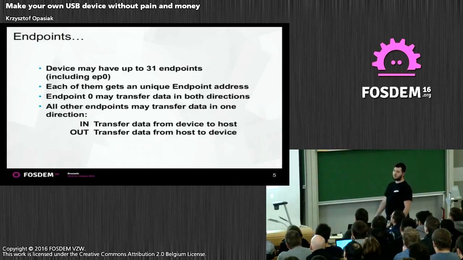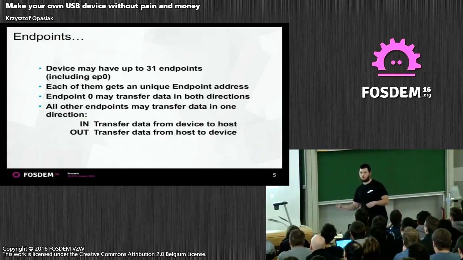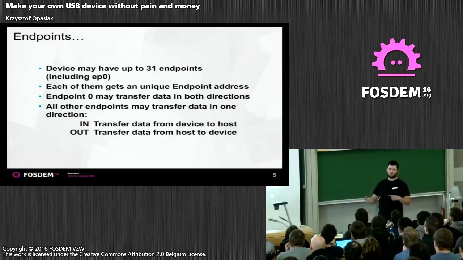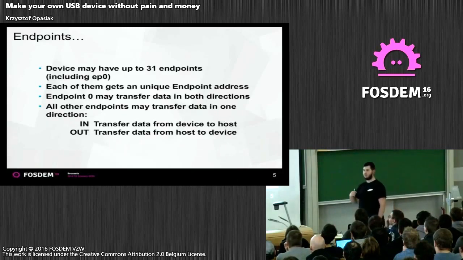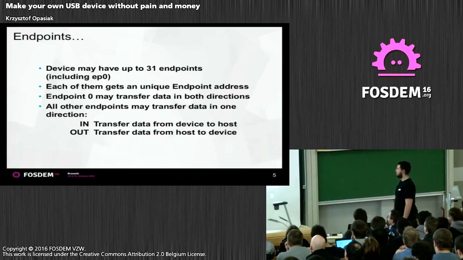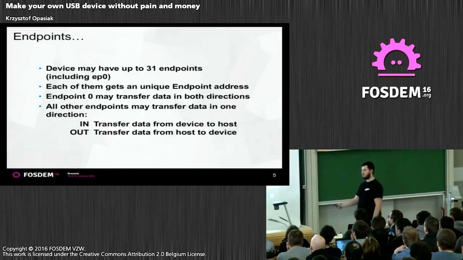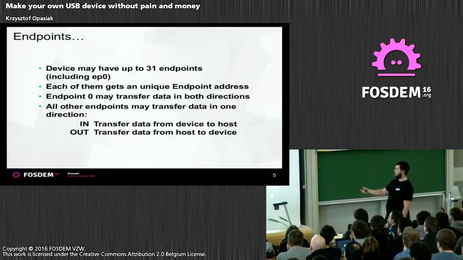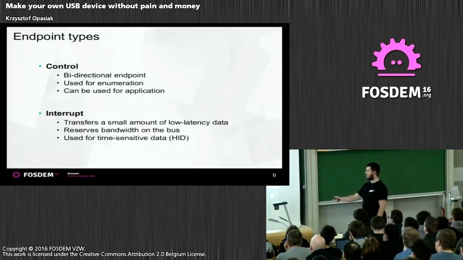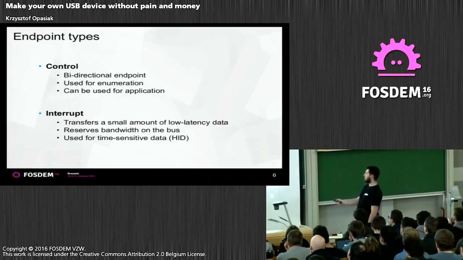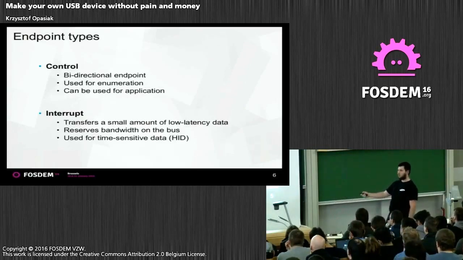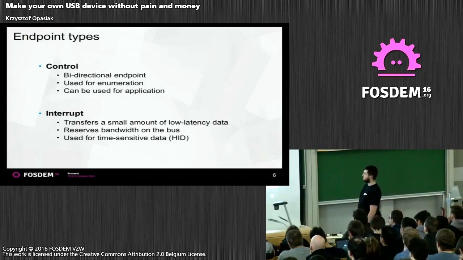Only the endpoint with address 0 may transfer data in both directions. All other endpoints are unidirectional. It means that an endpoint may send the data or receive the data, not both. What does it mean that an endpoint is IN? Well, because USB is host-centric, an IN endpoint means that it is able to transfer the data from device to host. An OUT endpoint means that it is able to receive the data from host on the device.